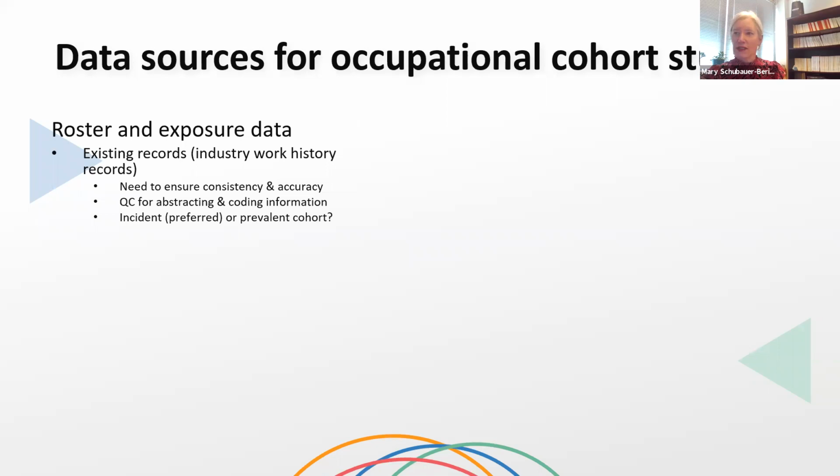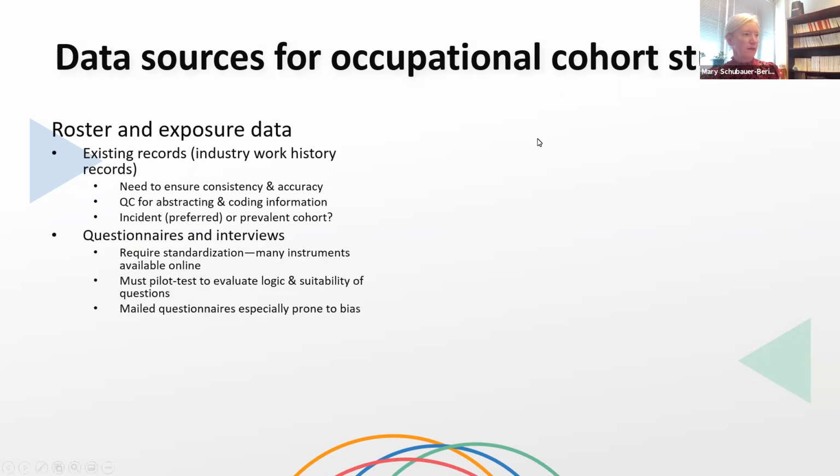You also need to consider whether to carry out an incident cohort or a prevalent cohort. And what do I mean by that? Well, in an incident cohort, you include everyone who was involved at the facility from the time that it began or the time that exposure began. This is really preferred because it helps avoid healthy worker survivor bias, which may affect your cohort study. But sometimes it's unavoidable that you have to use what's called a prevalent cohort, which is where you start with people who were already employed at some point in the cohort establishment.